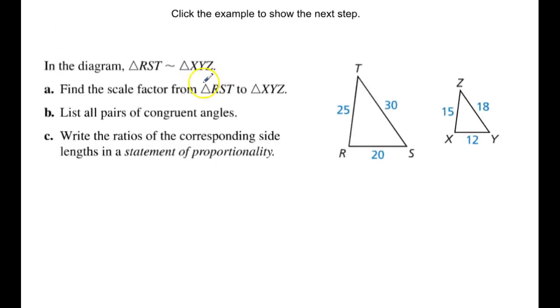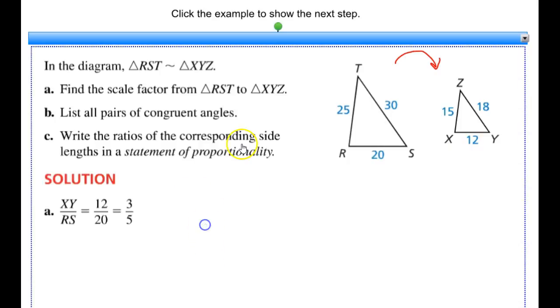Now let's look at this example. In the diagram, triangle RST is similar to triangle XYZ. You see how they're written and drawn so that I can see my corresponding pieces. First I want to find the scale factor to go from my RST to my XYZ, so I'm going this direction. What do I multiply this number by to get this number? And what do I multiply this by to get this number? That's what we want to start with.